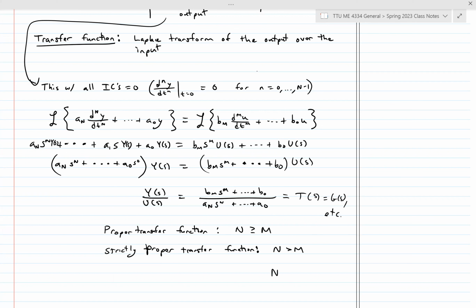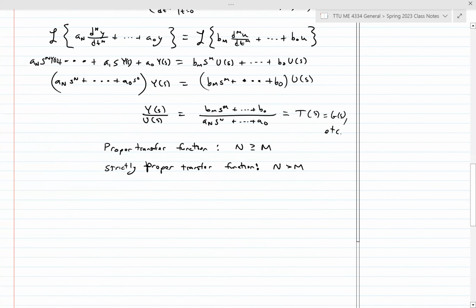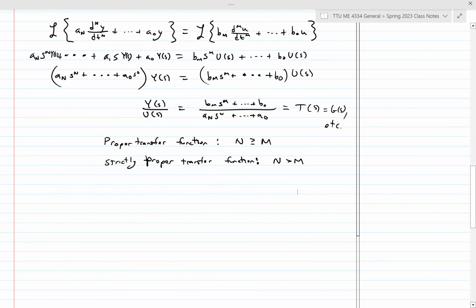We're not going to ever deal with a case where n is less than m. I think that's usually called a clairvoyant system. It means a system whose dynamics can predict the future, which doesn't really make sense physically. These are just two categories for our transfer functions, and we're going to be dealing with both proper and strictly proper transfer functions throughout this class. Any questions? We should still be in the review phase here.